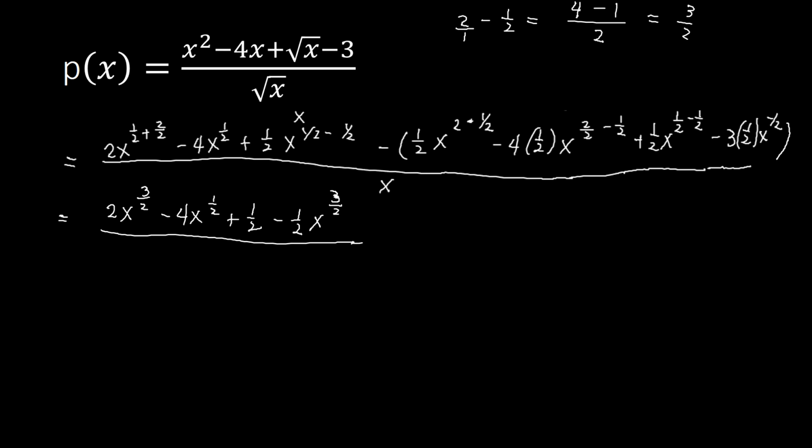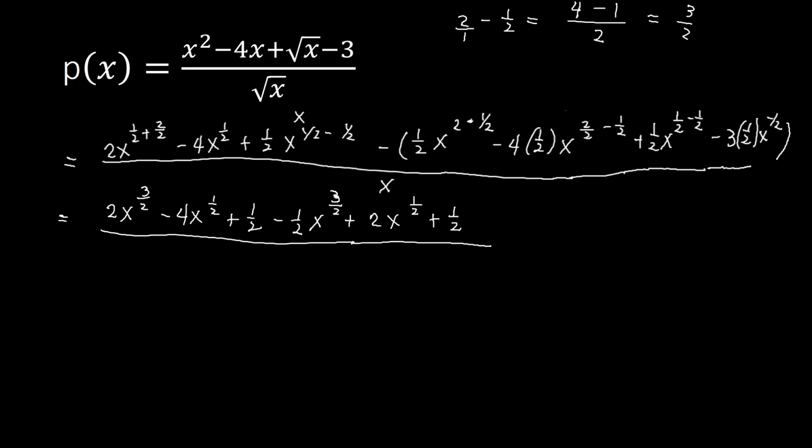And then next up, from negative, we have that as a plus 4. 4 times 1 half, that will be 4 over 2, or that is simply a 2. And then x to the power of 2 minus 1, that's 1. And then we copy the common denominator. And then we have plus 1 half.